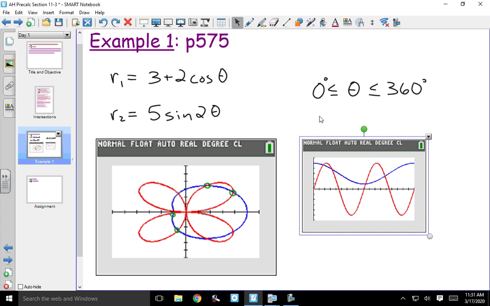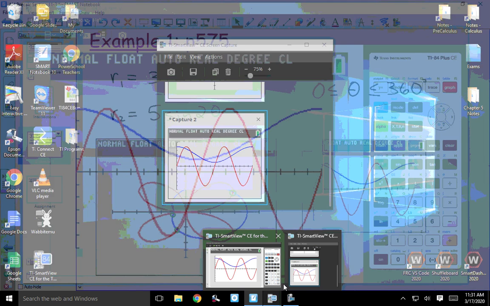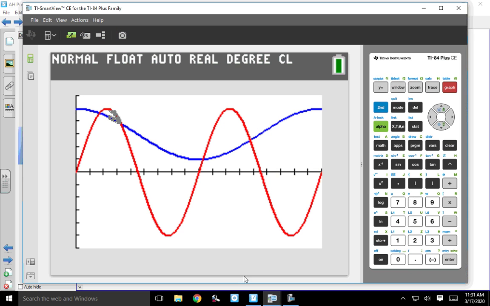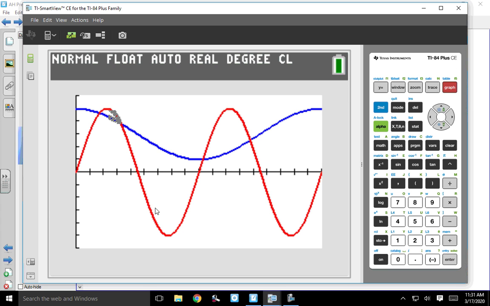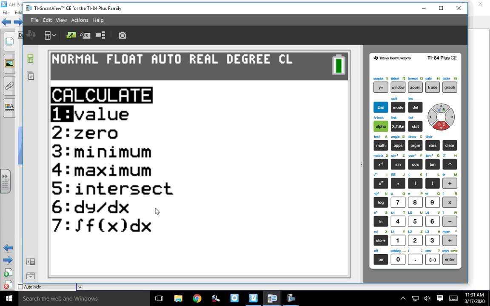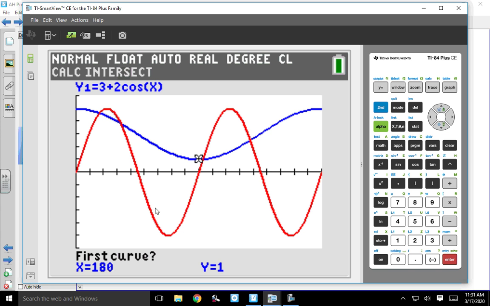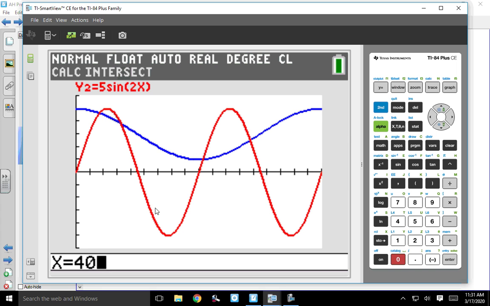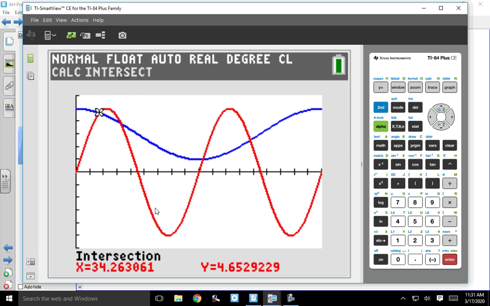All right. And now let's go ahead and find our 4 solutions here. To find your intersections, all we got to do is use the calc menu. If you press second calc, under function mode there is an intersect feature. So I can give it a first curve, I'll just press enter on y1, second curve I'll press enter on y2, and it looks like that first solution is somewhere around 40 degrees. So I'm just going to type in 40. You can trace back there and do the same thing. And I get this first intersection at 34.263 and 4.652, or 3 I guess if we round that last digit.